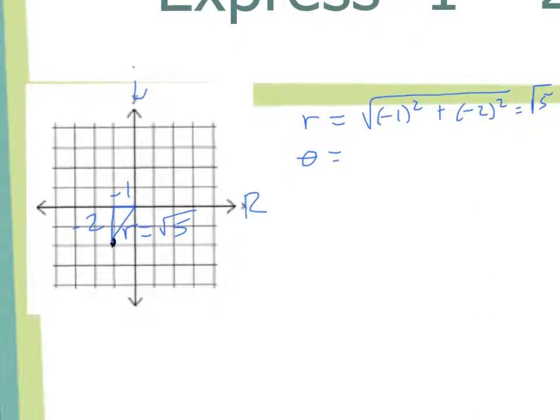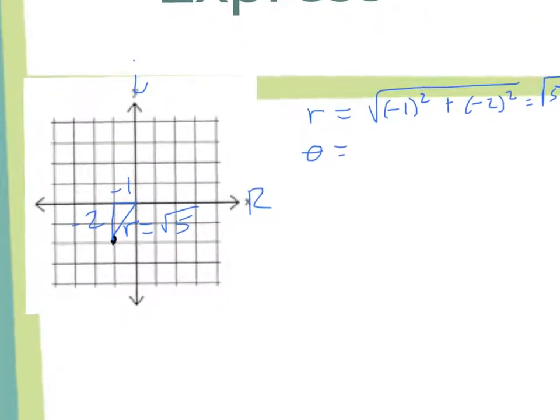And now we have any number of options to get theta, because we have x, y, and r. We could use sine, cosine, or tangent. Anytime we're looking for a missing angle, we have to think inverse operation. For no particular reason, I think I will go with sine, and do the inverse sine of -2 over the square root of 5.